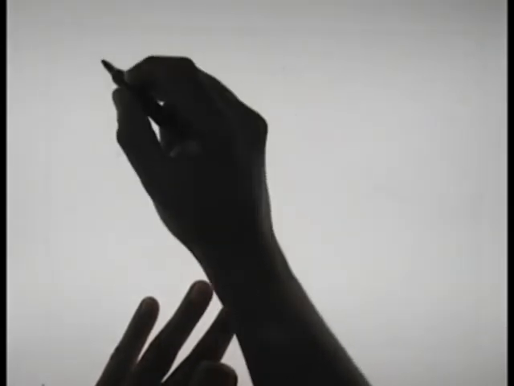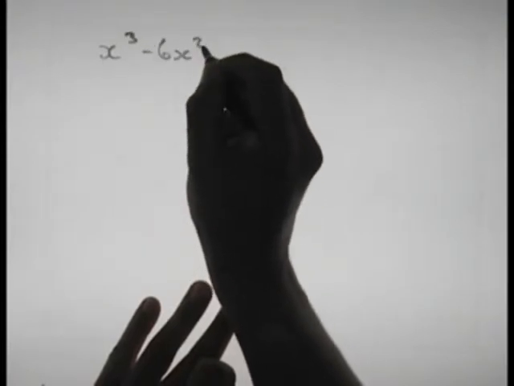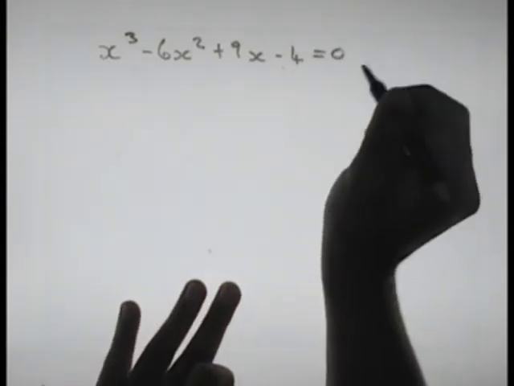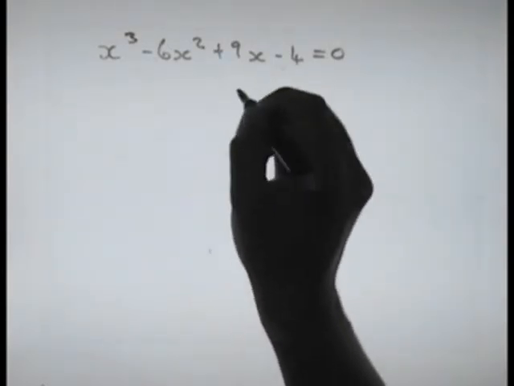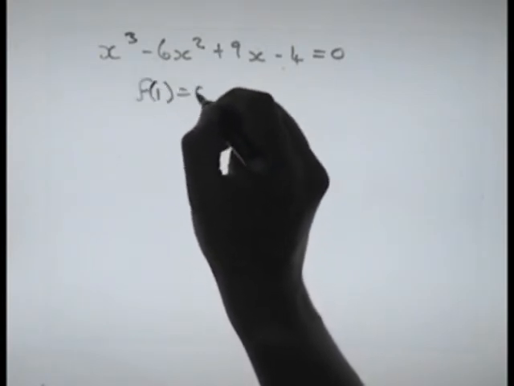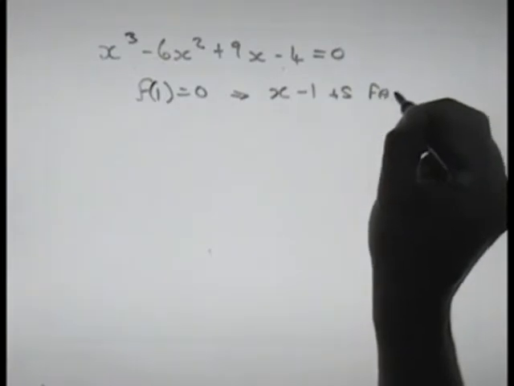I'm going to start this by finding the values for which f of x is equal to 0, i.e. the values for which x cubed minus 6x squared plus 9x minus 4 is equal to 0. This is simple factorization that we did in the previous tutorial. Using the trial and error method, I can find that f of 1 is equal to 0. That means that x minus 1 is a factor.